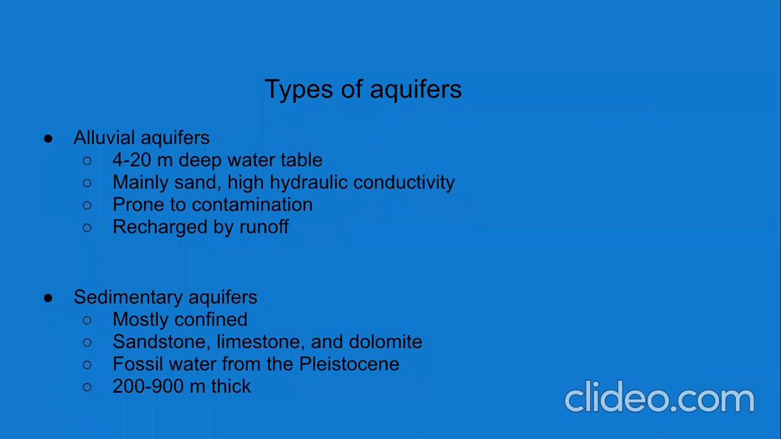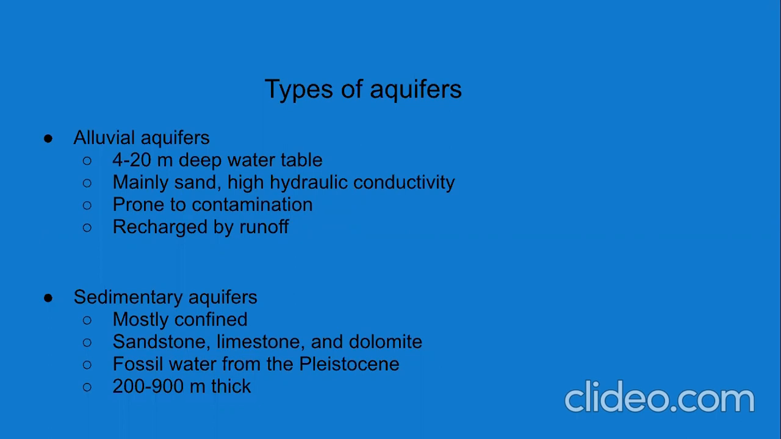So there are two kinds of aquifers. You have alluvial aquifers, which are 4 to 20 meters deep. They're pretty shallow. They're mainly sand, so pretty high hydraulic conductivity. They're very prone to contamination just because they're so close to the surface, and they're recharged by seasonal runoff.